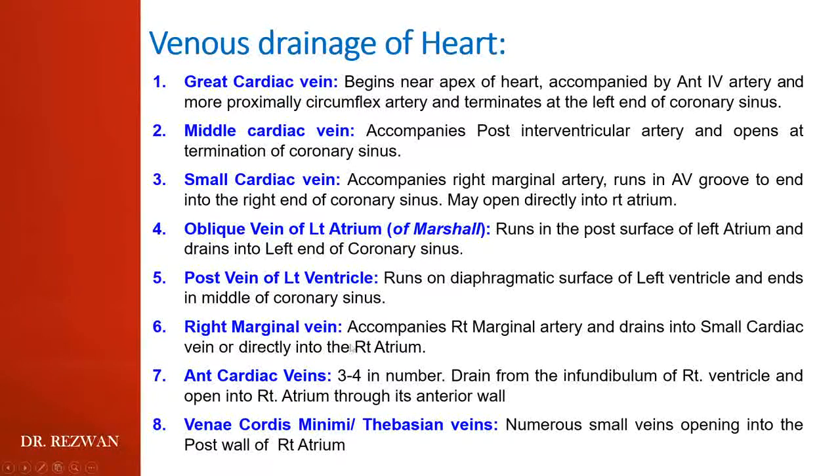Then the right marginal vein, which accompanies the right marginal artery and drains into the small cardiac vein or directly into the right atrium. Then the anterior cardiac veins, they are 3 to 4 in number, and they drain the infundibulum of the right ventricle and open into the right atrium through its anterior wall. And lastly, venae cordis minimae or Thebesian veins. They are numerous, and these veins open into the posterior wall of the right atrium. So this is the total venous drainage of the heart.